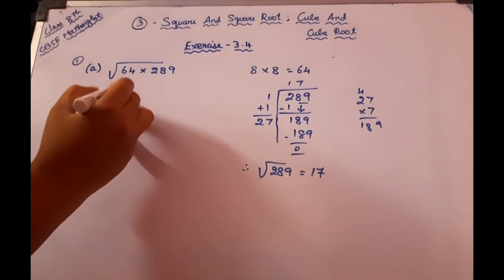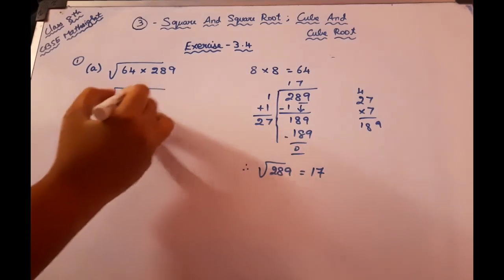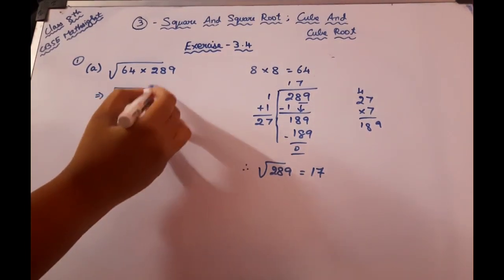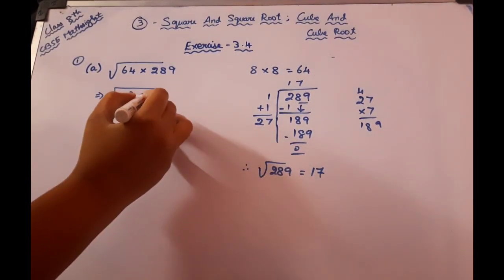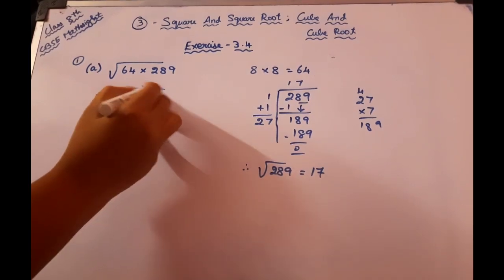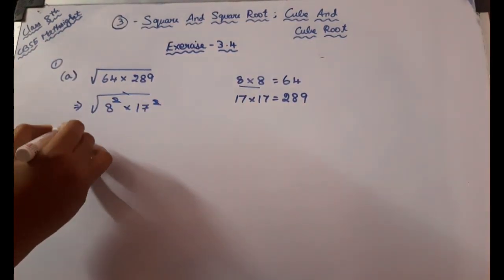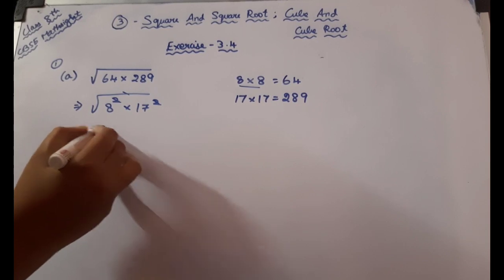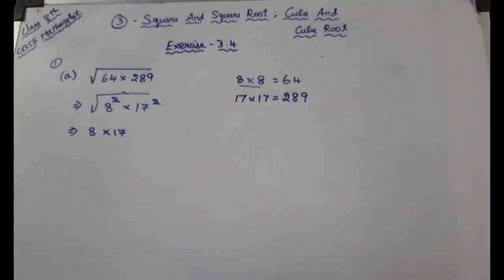So when we substitute the values, for 64 we can write 8 square, and for 289 we can write 17 square. So square and square root get cancelled. So finally we will be getting 8 into 17. So 17 into 8 is 136.